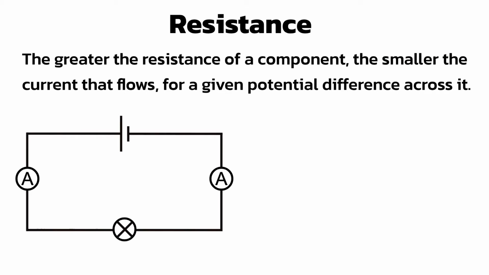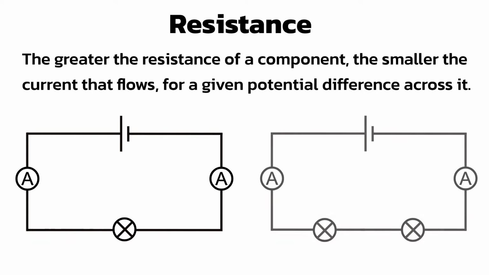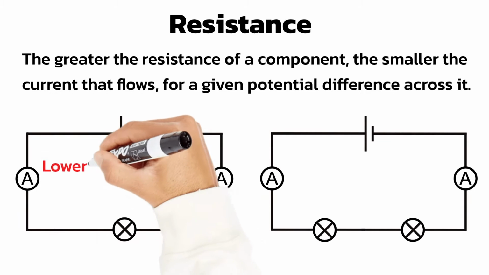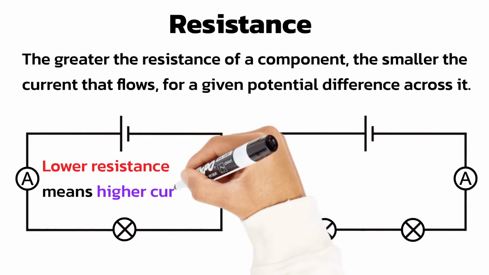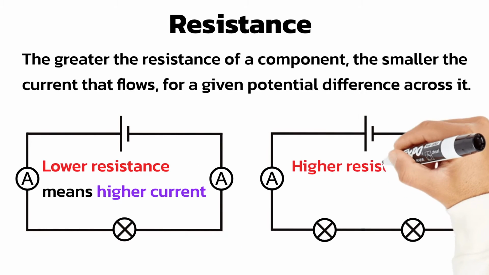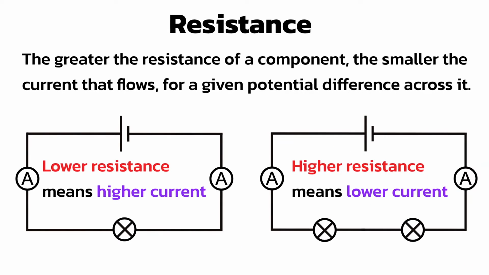The first circuit only has one bulb, so it will only be a small resistance, meaning the electric current will be higher than in the second circuit. This means the bulb will be brighter than the bulbs in the second circuit, which has a higher resistance and so a lower current.